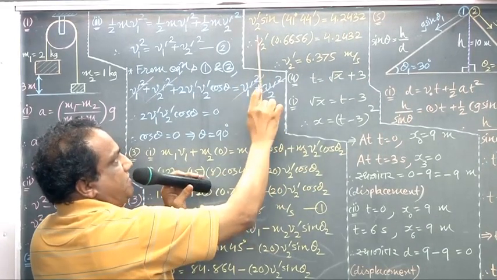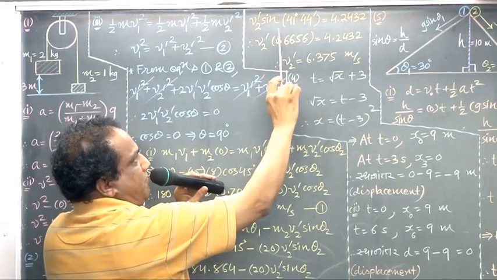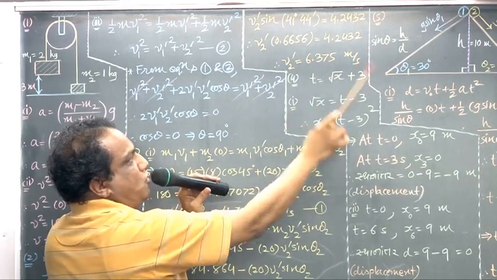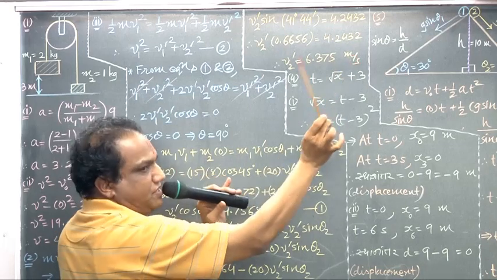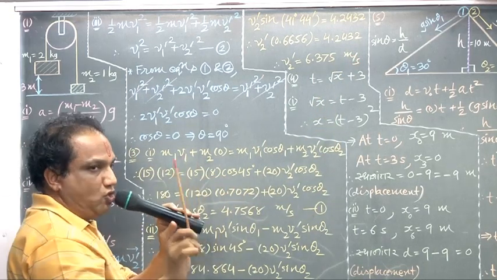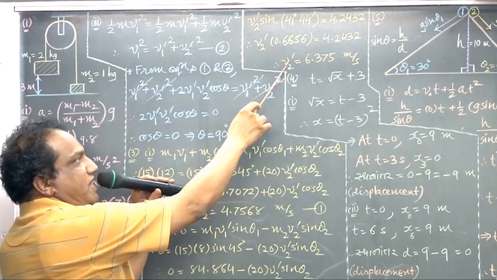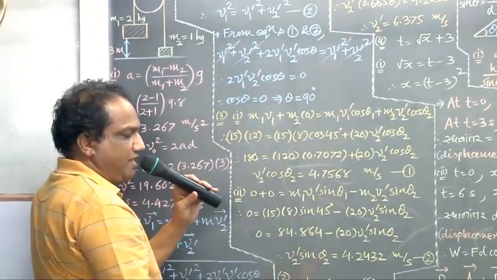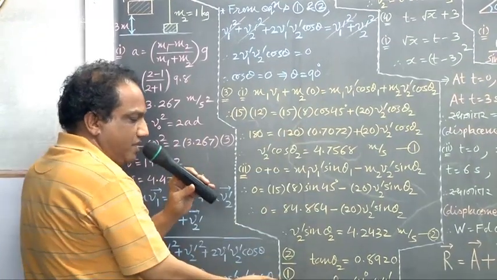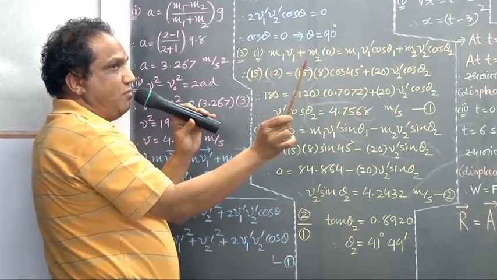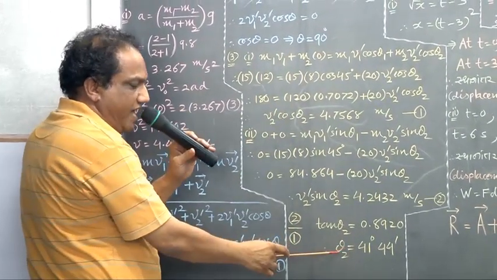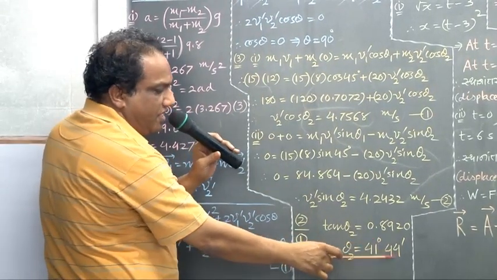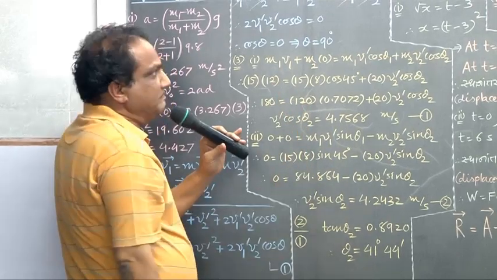Now find out this v2 dash. Transfer this, so this upon this. Come on, this upon this will be 6.375 meter per second. We were supposed to find out two values: magnitude of final velocity of second body and direction of final velocity of second body. The direction is determined by this angle made by final momentum of second body with positive x-axis. That angle we were to find out, and we have found 41 degree 44 minutes. Okay, next.